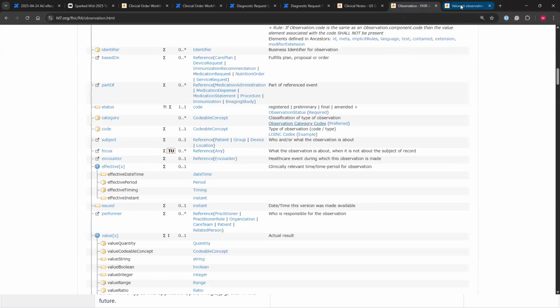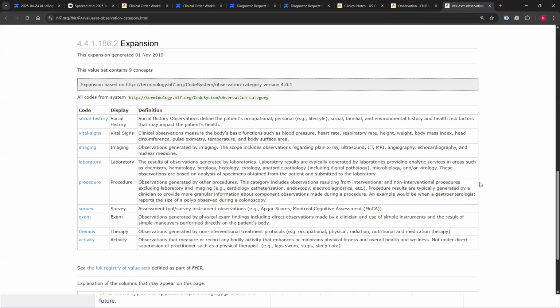See, Dan, I would probably think the opposite. I would say that notes don't fit into the category of observation for me, but that's just my initial thoughts.